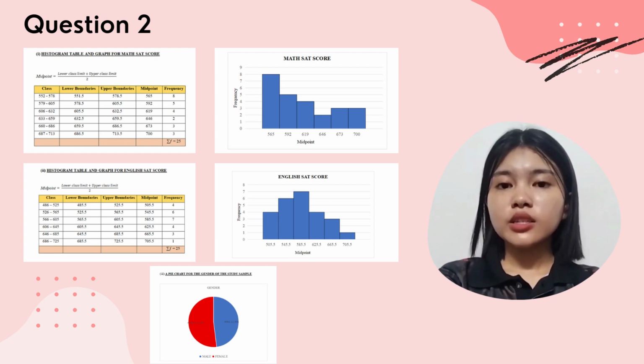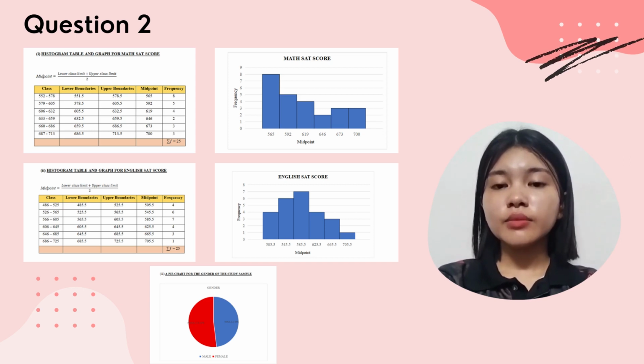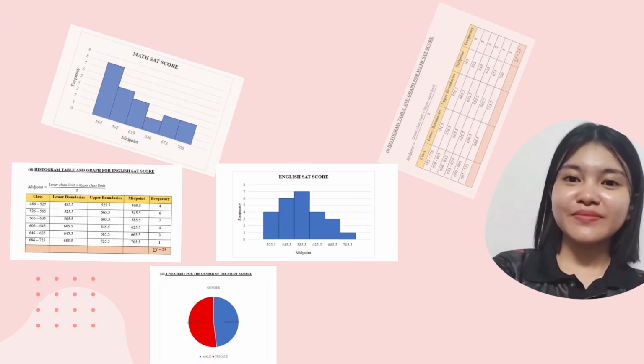Then a pie chart for the gender of the study sample. Based on the list given, the female is 30 and the male is 20. That's all for me. Thank you.